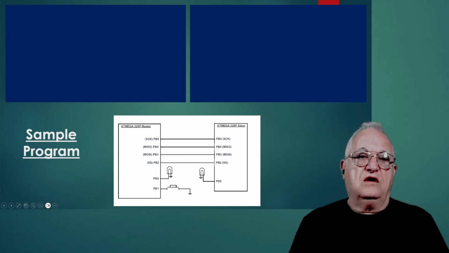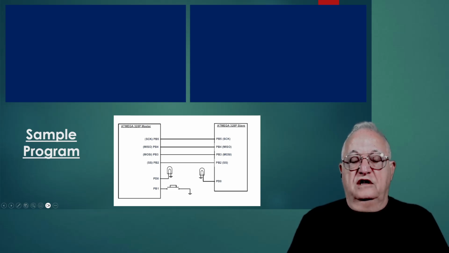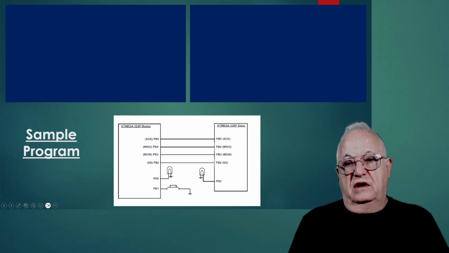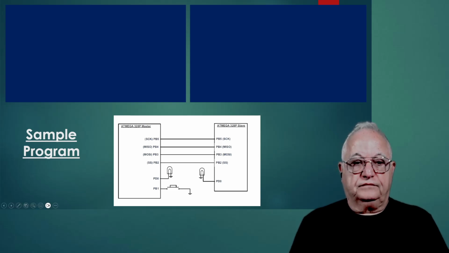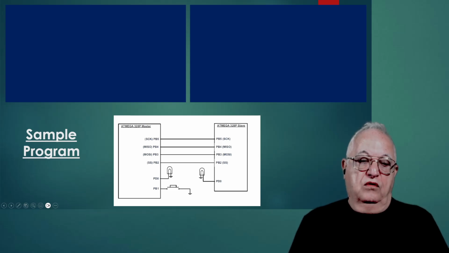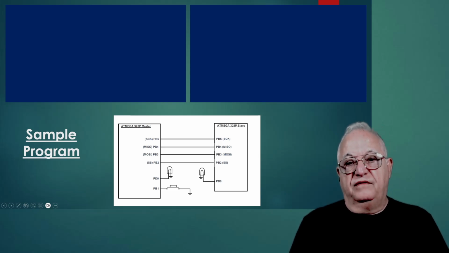So let's go through our first sample program. What we're going to have here is an ATMEGA, which we're going to set up to be a master. It's going to be connected to another ATMEGA, which we're going to configure to be the slave. And we'll have a LED hooked up to port D0 on the master. And we'll also have a LED hooked up to port D0 on the slave.